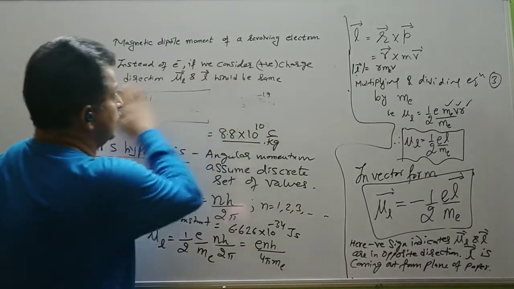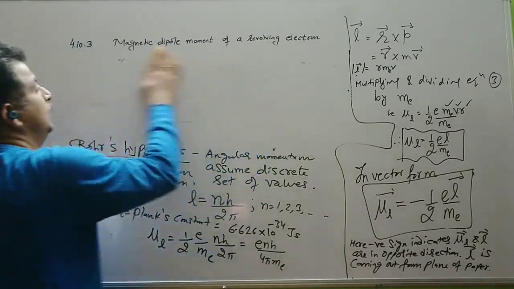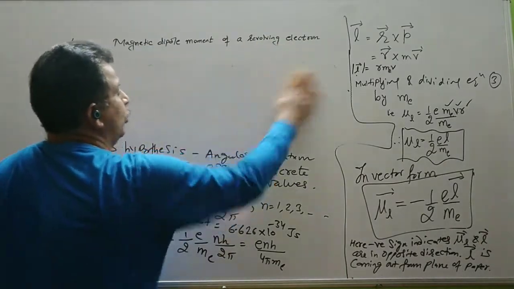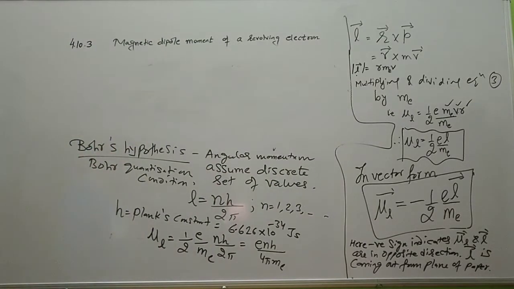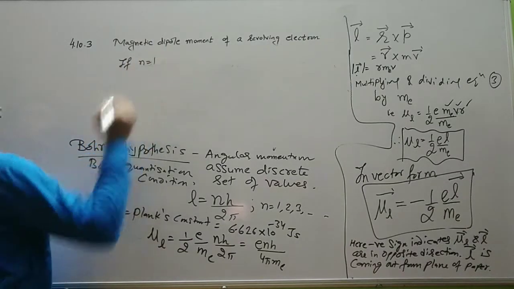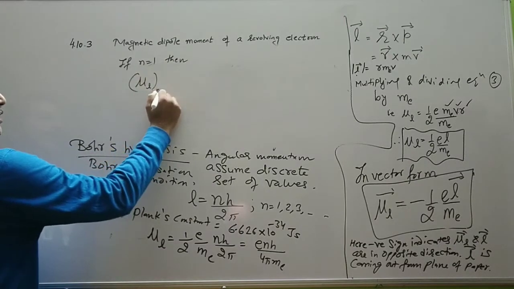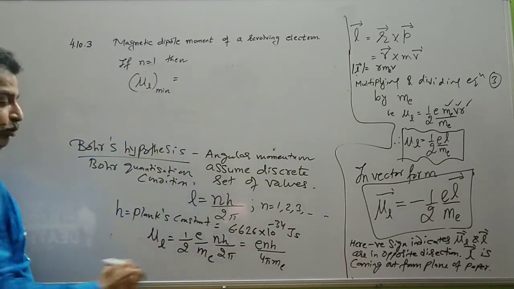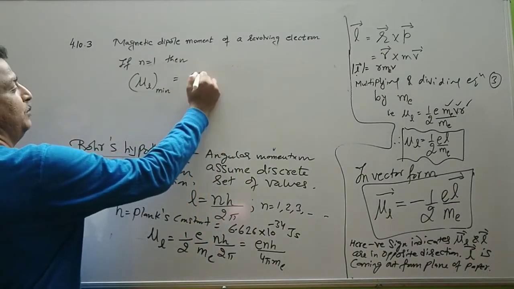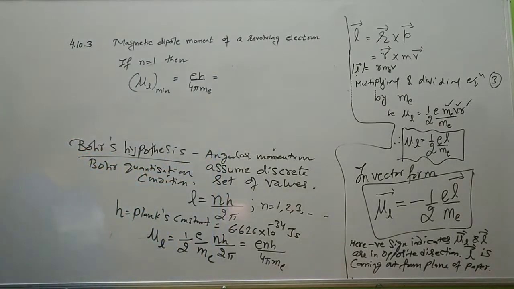Now, can this magnetic dipole moment, or atomic magnetic dipole moment, so at atomic level we call it an atomic dipole moment, assume a minimum value? So if n is taken as 1, then the minimum value will be written as mu L minimum, that is equal to, we take n equal to 1, so it becomes e h upon 4 pi me. Now we know all values, e we know, h we know, me we know.